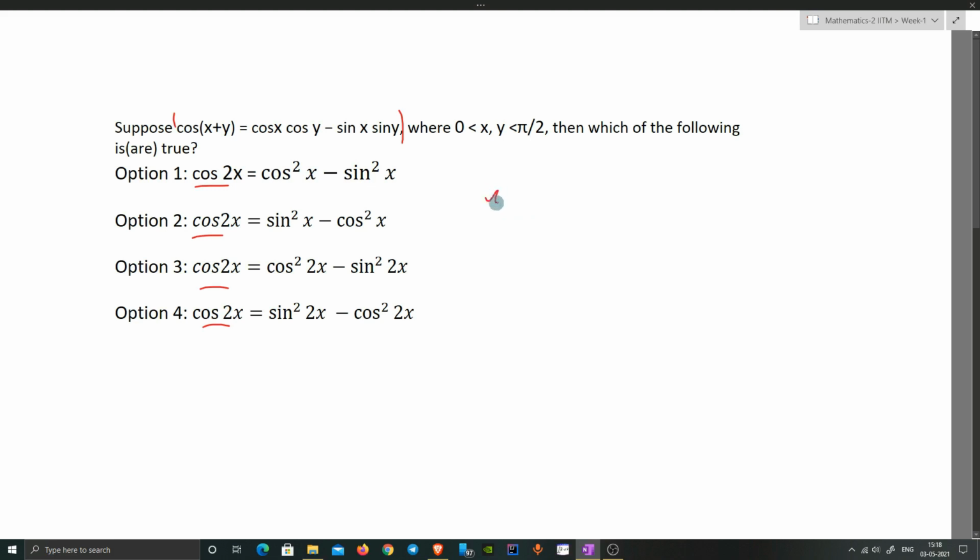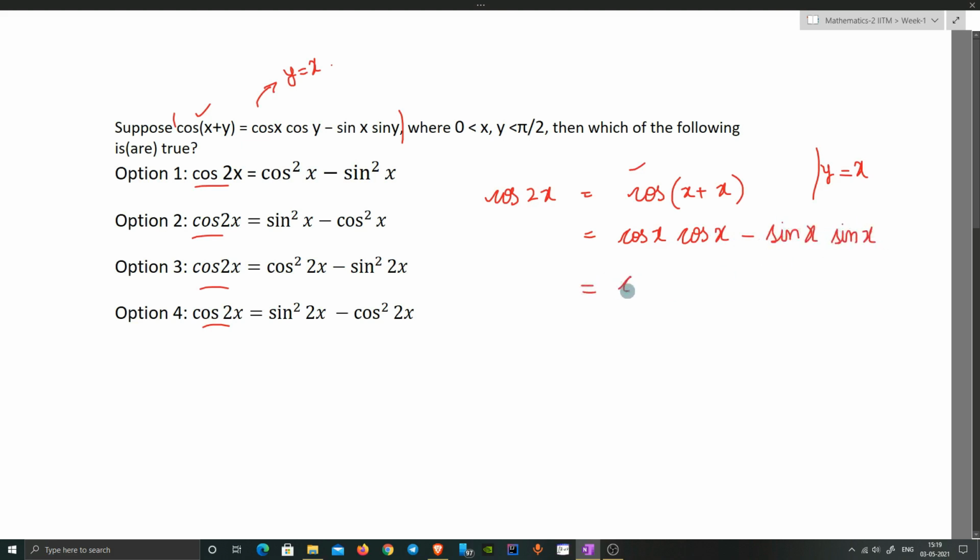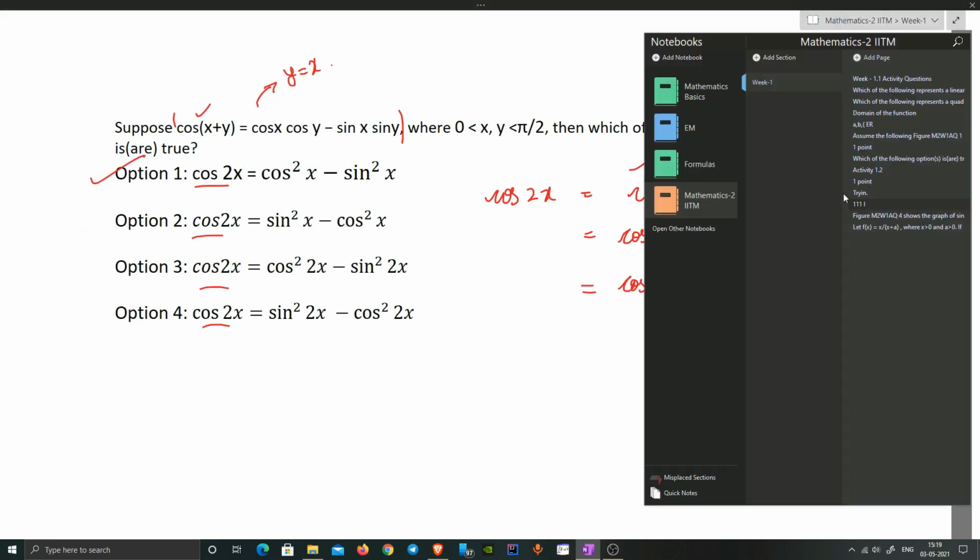Again cos 2x can be written as cos of x plus x. So comparing this thing with the LHS of the given equation, we can substitute y is equal to x in this. We will get the equation for cos 2x. If we substitute, we'll have cos x into cos of y. Again for y we'll have to write x minus sin x into sin x. So this is nothing but cos square x minus sin square x. First option is right. Now moving on.